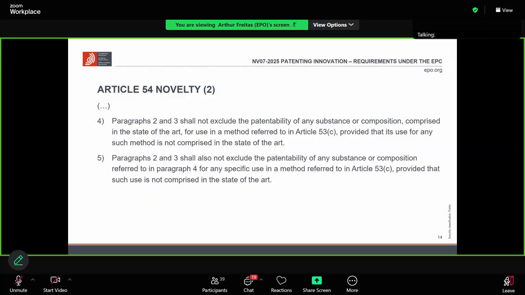Article 54.5 would be a second medical use of a given substance. So imagine you find that aspirin is not only good for pain, for headaches, but also good for cardiovascular disease, for instance to prevent blood clots or making blood thinner. Well, if you claim aspirin with that second medical use, aspirin becomes novel again under Article 54.5. It essentially resurrects novelty, and you will resurrect it over and over again when you find new medical uses of that substance.